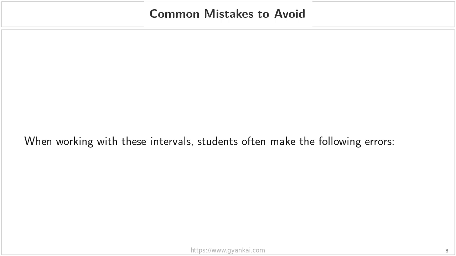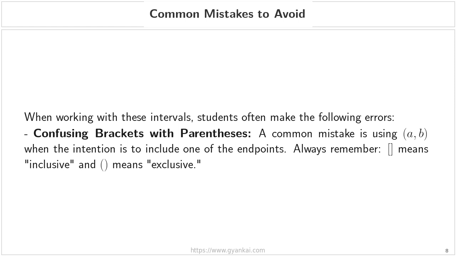First, be very careful not to confuse your brackets with your parentheses. It is a very common mistake to write an open interval, like parenthesis a, b parenthesis, when you actually intended to include one of those endpoints. To keep yourself on track, always remember this simple rule. Square brackets, like square bracket a, b square bracket, mean the endpoint is inclusive, whereas parentheses, like parenthesis a, b parenthesis, mean the endpoint is exclusive.